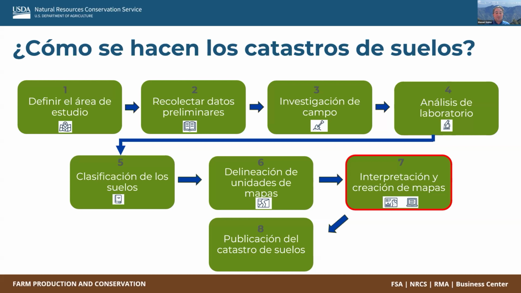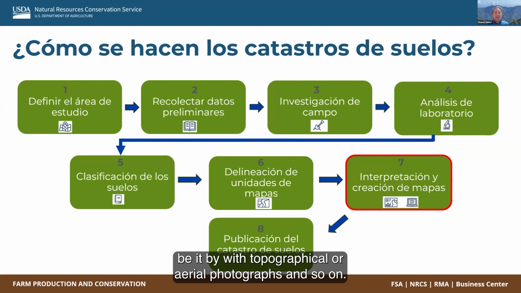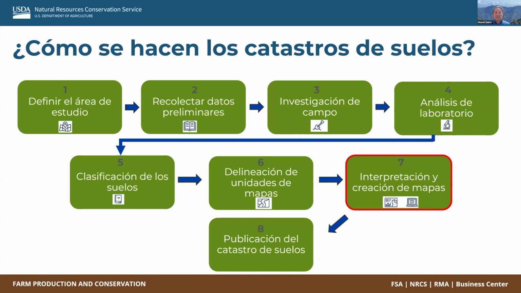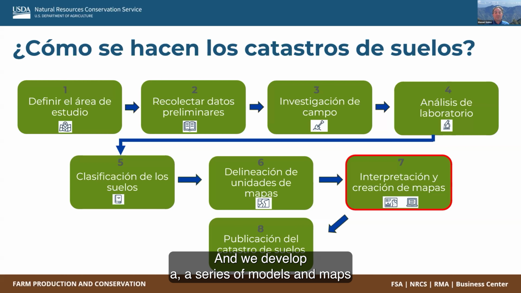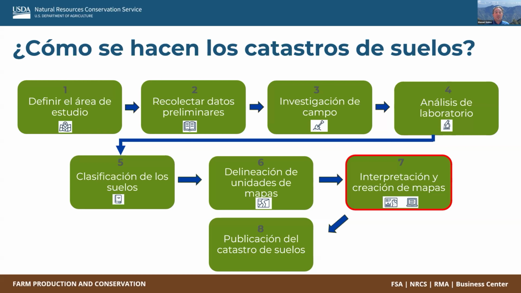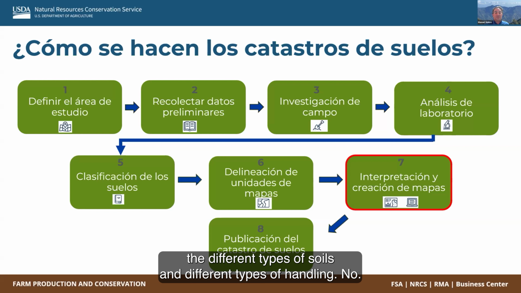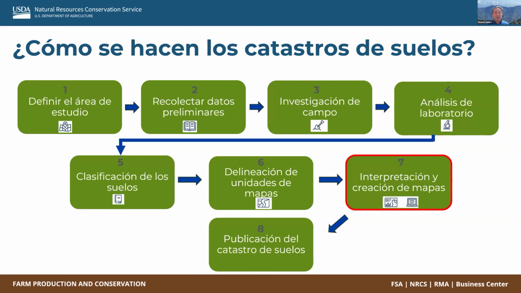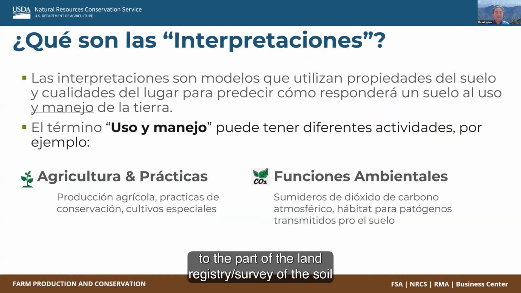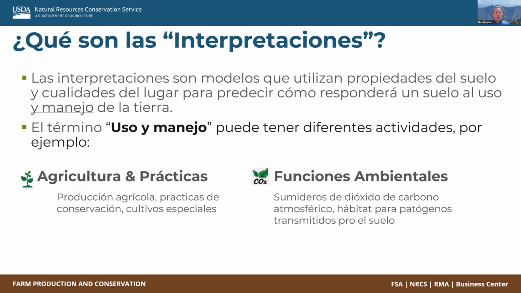We separate the different areas in the map, be it with topographical aerial photographs and so on, and we develop a series of models and maps so that we can help to summarize and understand the different types of soils in different types of handlings. And then we move to the part of the land registry of the soil.